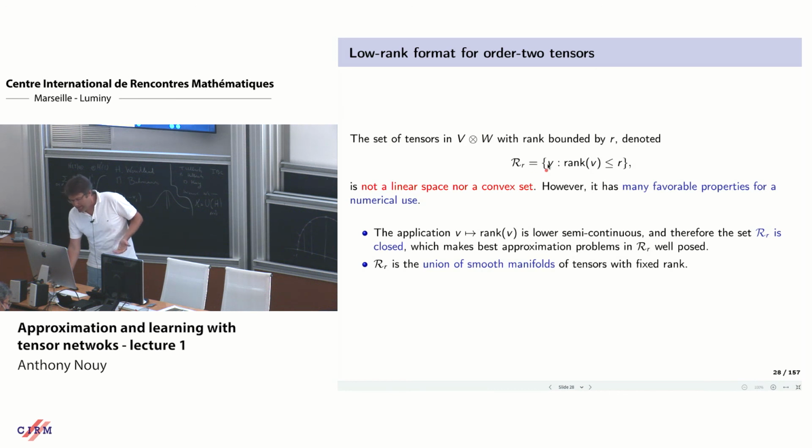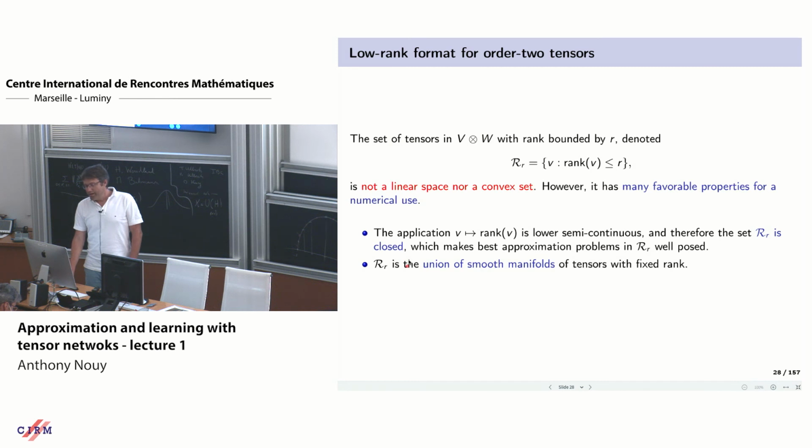So this is not linear, this is not a convex set, but yet it has many favorable properties for numerical use. First, the map which associates to v its rank is lower semi-continuous. And the implication of this is that the set here is a closed set. Then you will have interesting properties of optimization problems having solutions. For example, if you optimize a convex functional over this set, there will exist a solution, maybe not unique because you don't have strict convexity of this set, but you will have well-posedness of optimization problems.